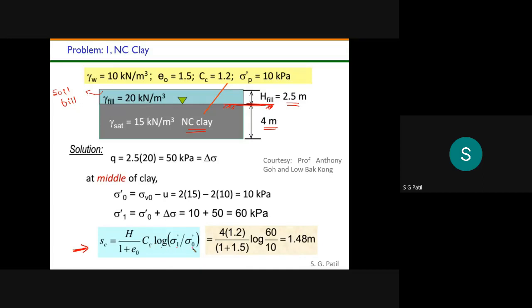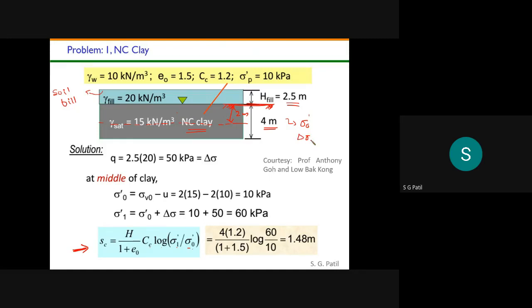So now I have to calculate first the sigma naught. See, always I have to calculate at the center of this clay layer. This 4 meter means I have to calculate at the center of this clay layer. So that means here at 2 meter depth. At 2 meter I have to calculate sigma naught dash and delta sigma.